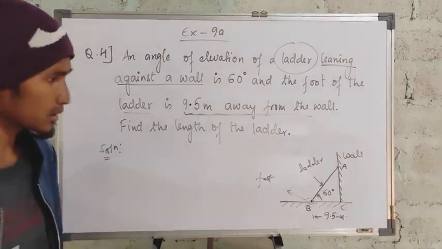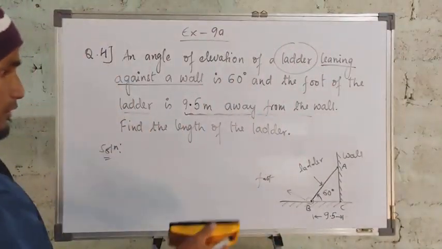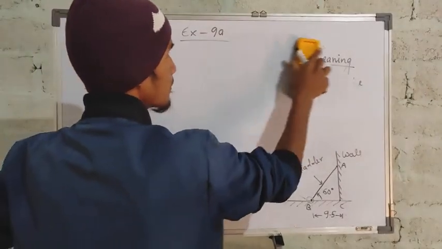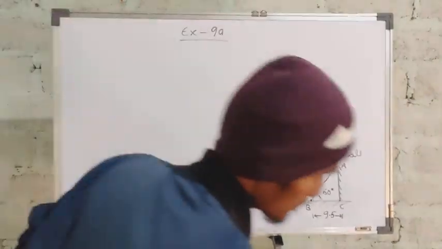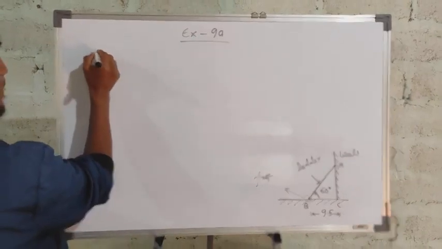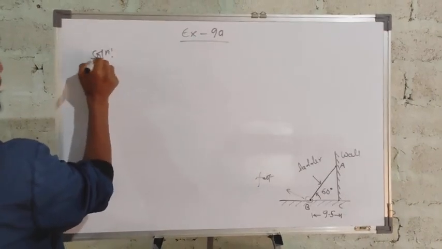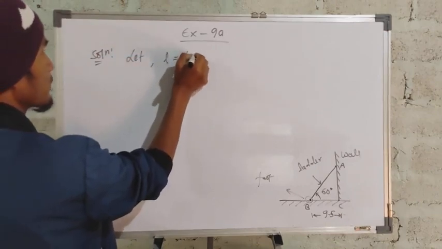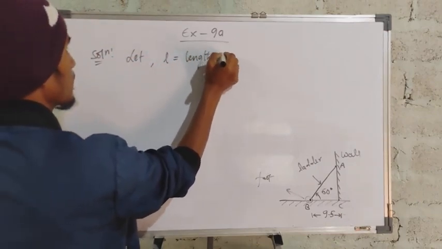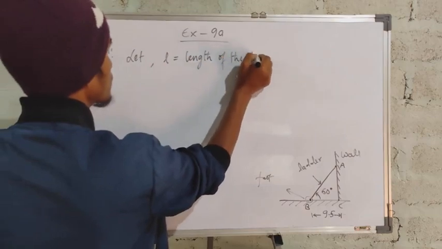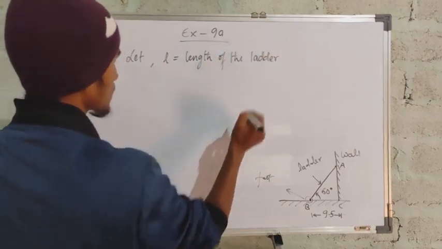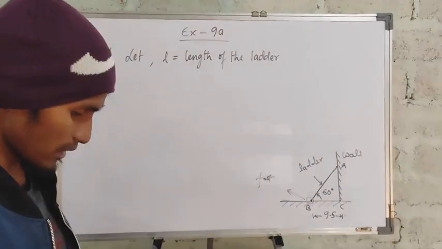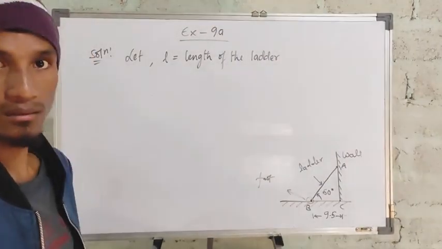Okay, I'll write the equation, then we'll write what is required. Now, we already got the diagram from the equation. Let L be the length of the ladder, because the question is asking to find the length of the ladder. Okay, let's always start with what it's asking. That is easy for you to remember.